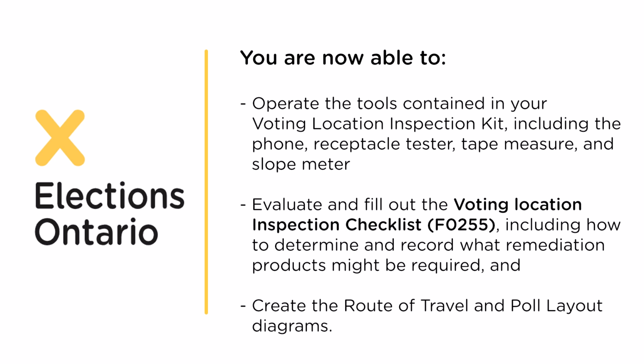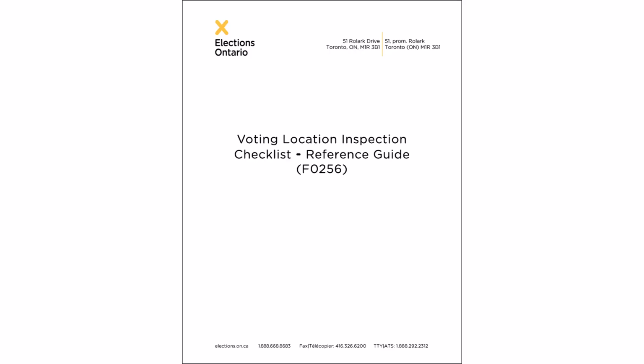Congratulations! You have reached the end of the training. You are now able to operate the tools contained in your voting location inspection kit, including the phone, receptacle tester, tape measure, and slope meter. Evaluate and fill out the voting location inspection checklist, F0255, including how to determine and record what remediation products might be required, and create the route of travel and poll layout diagrams. Topics in this training are covered in detail in the Voting Location Inspection Checklist Reference Guide, F0256, and in EOpedia. Please refer to the guide for assistance when conducting an inspection.